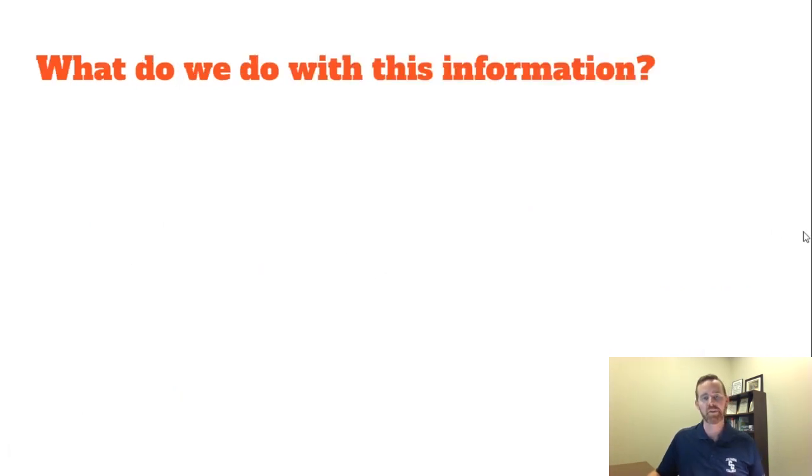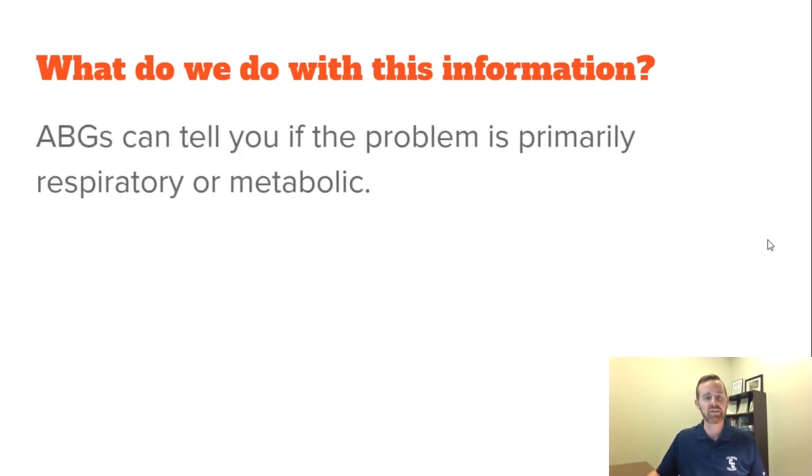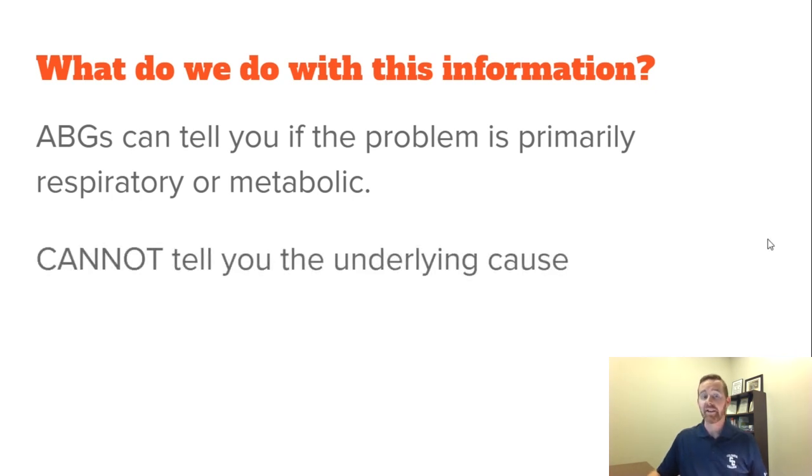All right, so what do we do with this information, all right? It is great to have ABGs, but why do we care, right? They can tell you if the problem is primarily respiratory or metabolic, so that we have a place to start. What it cannot tell you is the exact underlying cause of the acid-base balance problem. It cannot tell you if this is a problem with poor ventilation, if it's a problem with poor perfusion in the lungs.